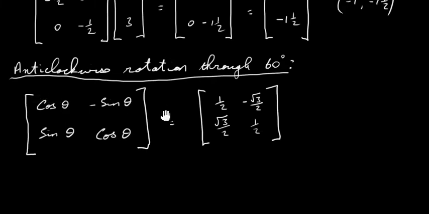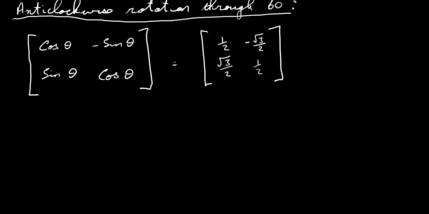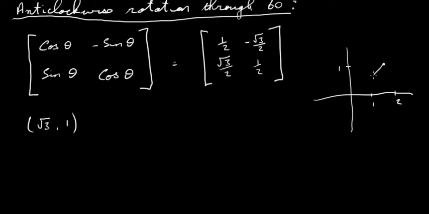Now this time I'm going to take a different point. I'm going to take the point root 3 and 1. So in other words, my x value is root 3 and my y value is 1. It will look something like this. If this is 1 and this is 2, root 3 is roughly 1.73, so it's roughly here, and then we'll have, let's say, 1 here. So I'm going to take this point, this vector if you like, and rotate that through 60 degrees in this direction here.